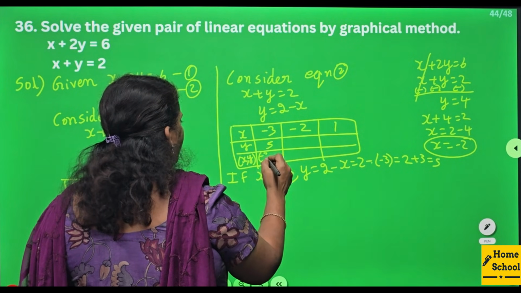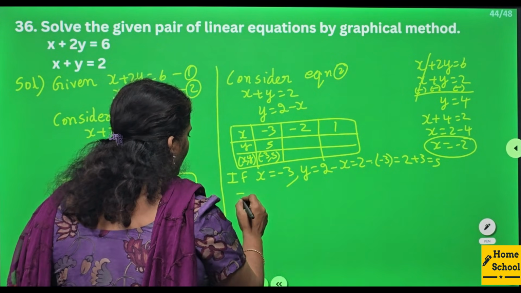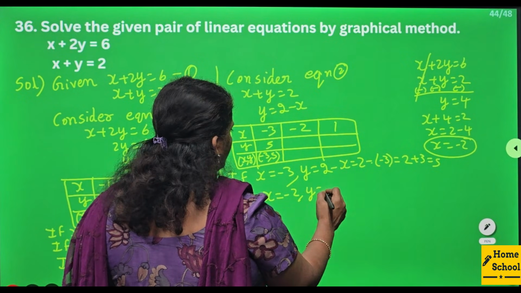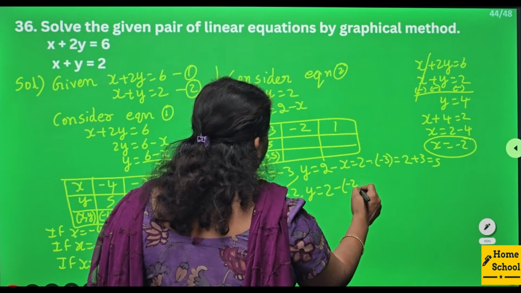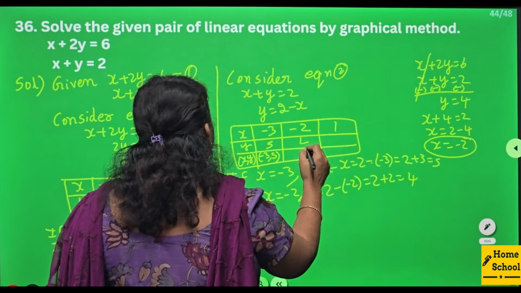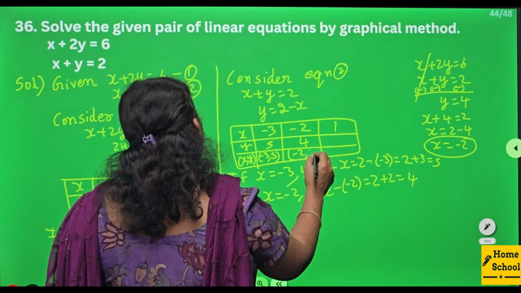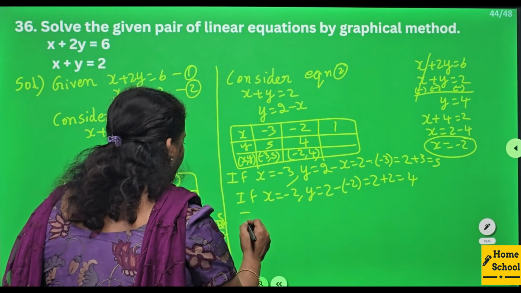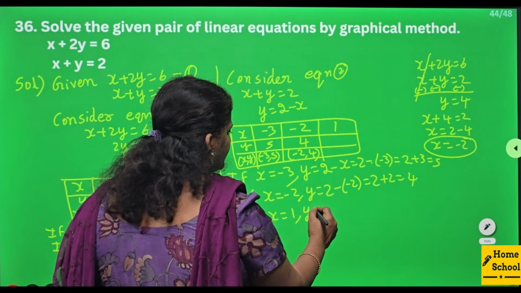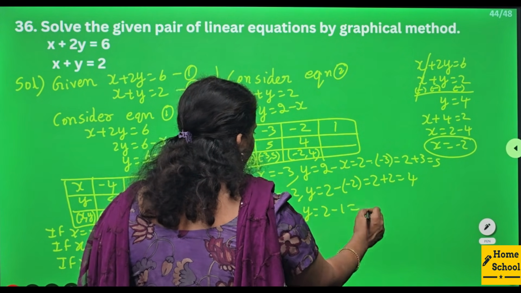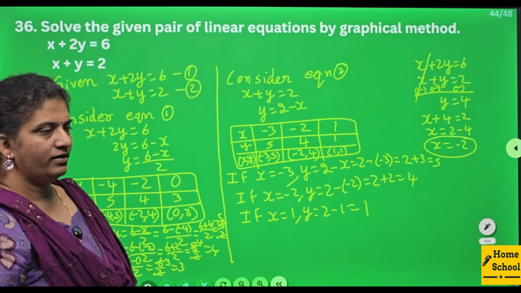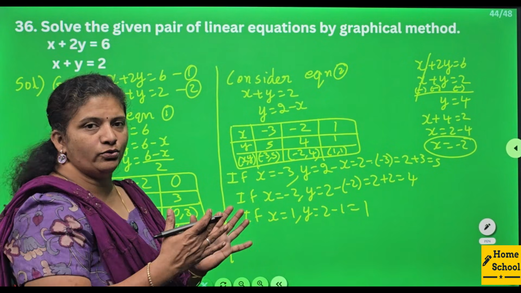Minus 3 comma 5 is the coordinate. And next, if x is equal to minus 2, y is equal to 2 minus of minus 2, that is 2 plus 2 is 4. Minus 2 comma 4. If x is equal to 1, y is equal to 2 minus 1, that will be 1. 1 comma 1 is the coordinate. Right? This you need to do in rule sheet.